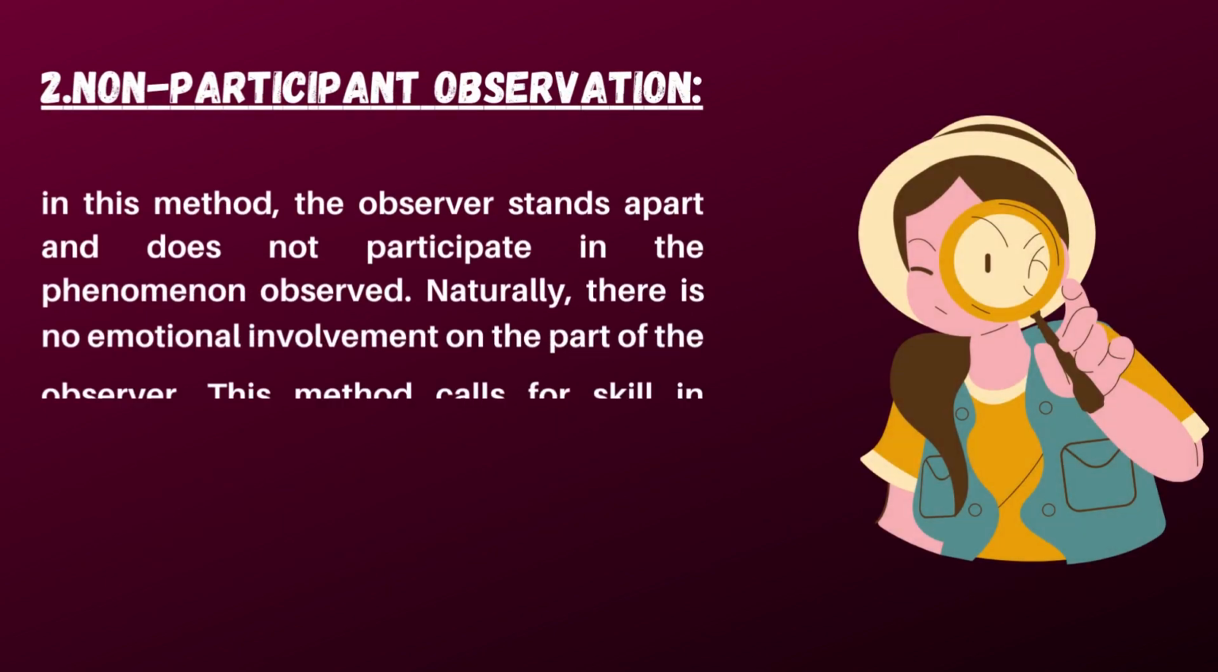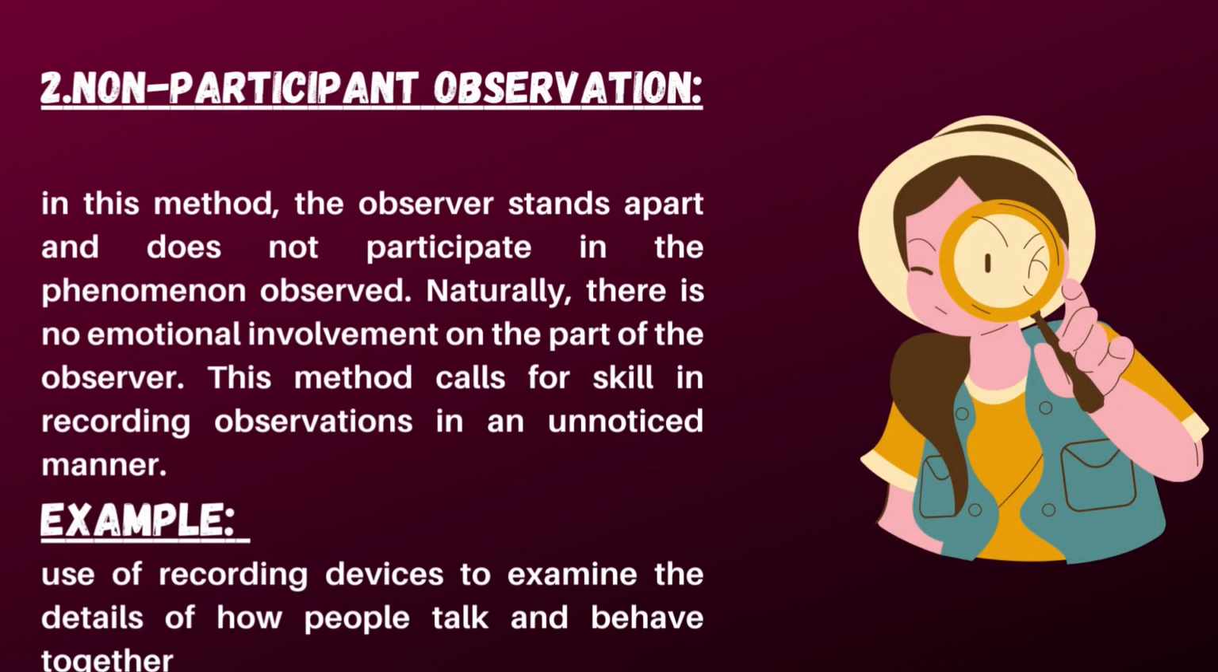Number 2, non-participant observation. In this method, the observer stands apart and does not participate in the phenomenon observed. Naturally, there is no emotional involvement on the part of the observer. This method calls for skills in recording observations in an unnoticed manner. Example, use of recording devices to examine the detail of how people talk and behave together.